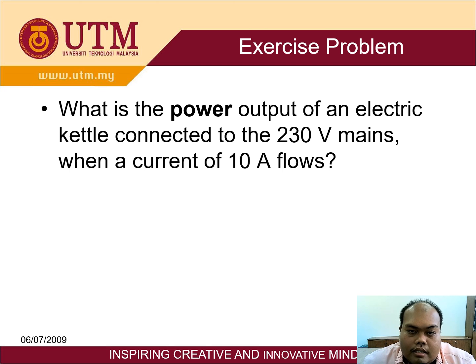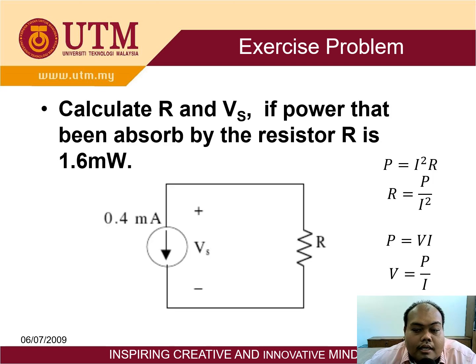So let's take a look at an example. What is the power output of an electrical kettle connected to 230 volts when the current is 10 ampere? So find P when V and I are given. So P equals VI. The answer is just 230 volt multiplied by 10 ampere. You get 2300 watt power.